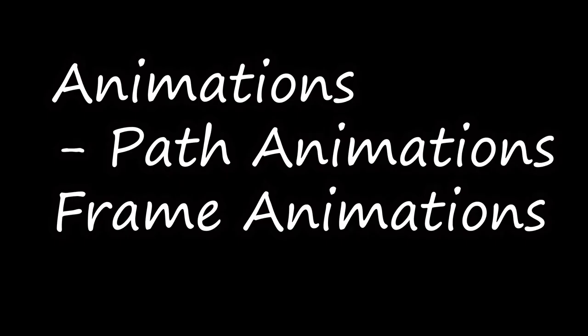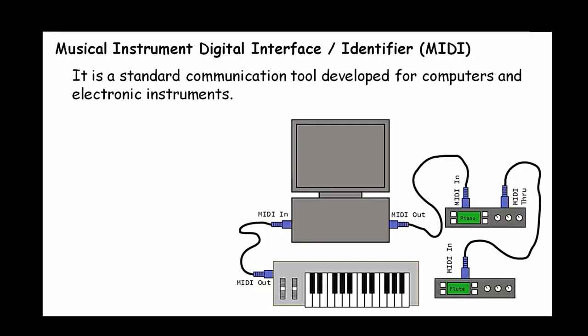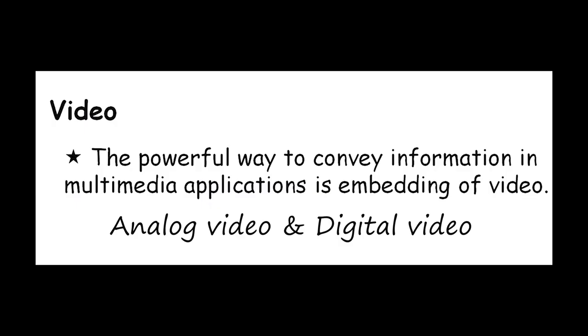What are the types of animations? Path animation and frame animation. In sound, we saw MIDI, Musical Instrument Digital Interface, and about digital audio, right? In video, we saw two types, analog video and digital video, right?